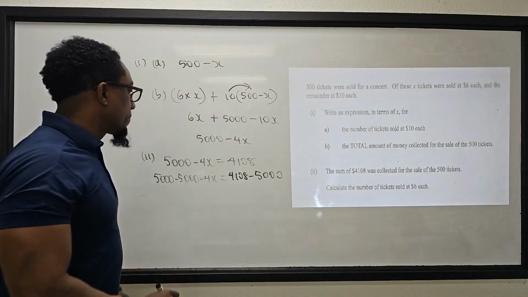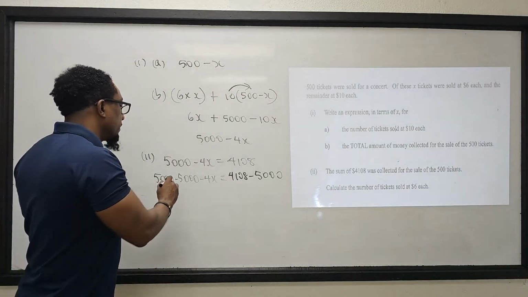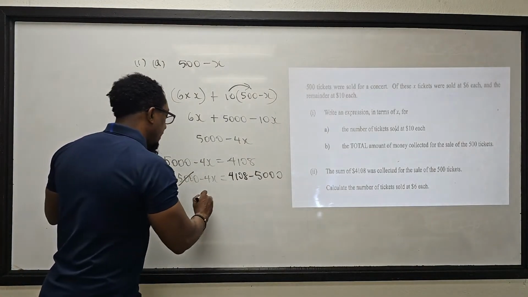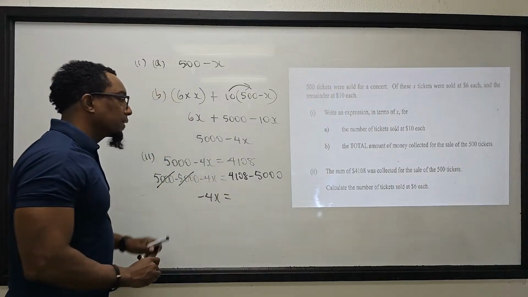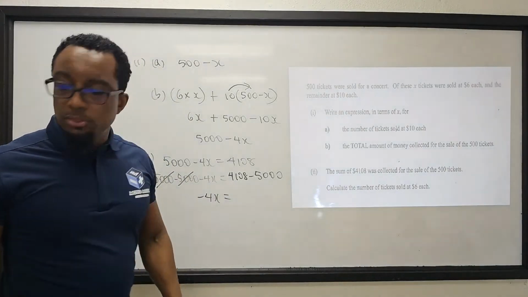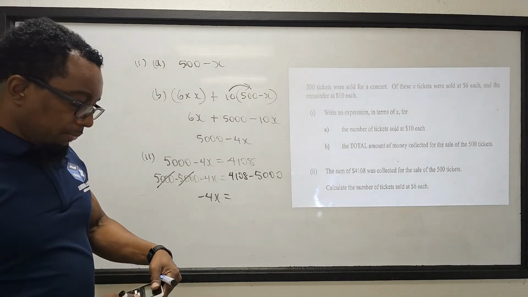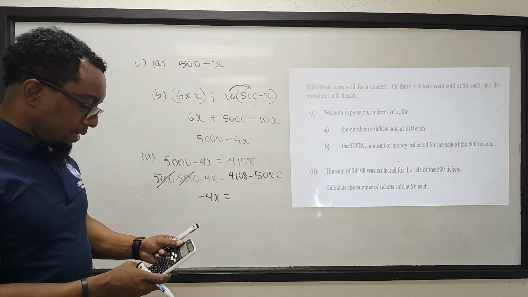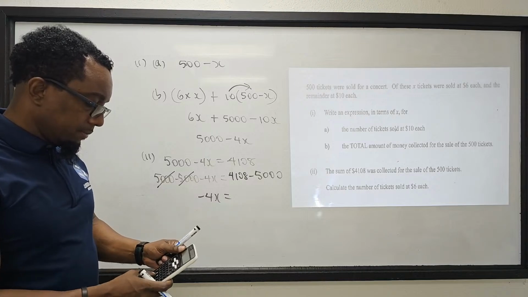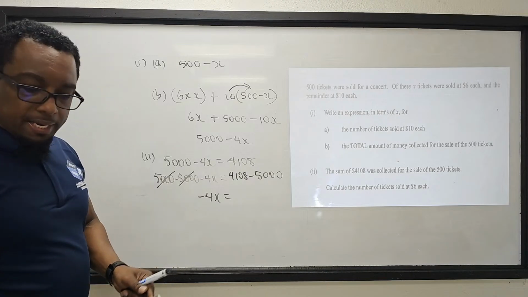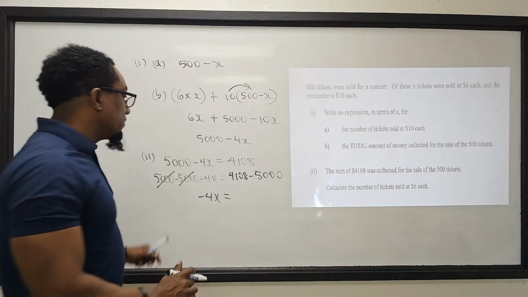Subtract 5,000. So my two 5,000s on the left will cancel out, and I have negative 4x is equal to 4,108 subtract 5,000, which will give us what? Let's say that quickly. You're going to get negative 892.